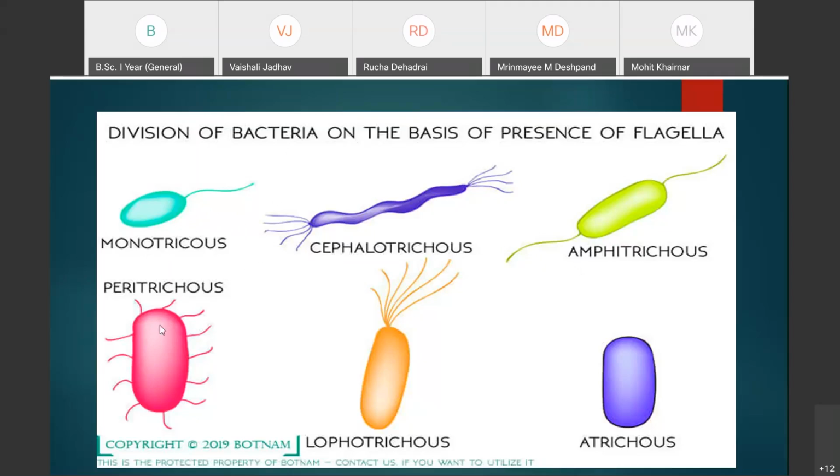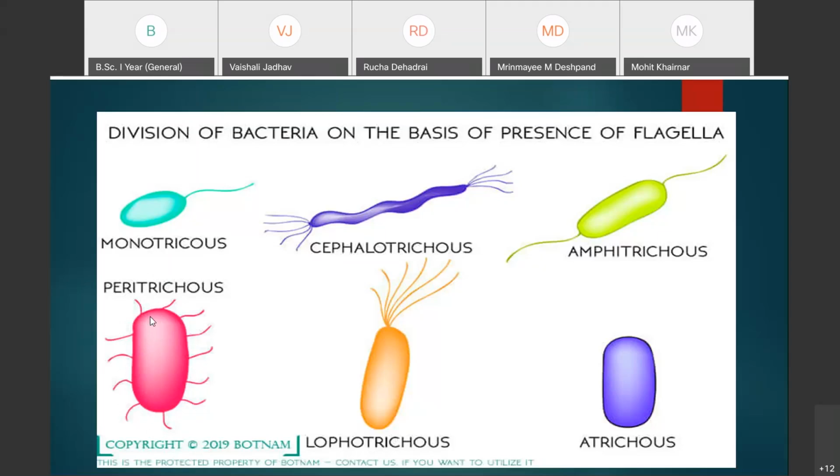Non-polar, it is also referred to as peritrichous. Here in the photograph you can see the flagella. These are not present only at the polar region, but on the entire surface of the bacterial cell. When the flagella are present on the entire surface of the bacterial cell, it is said to be the peritrichous type of bacteria.